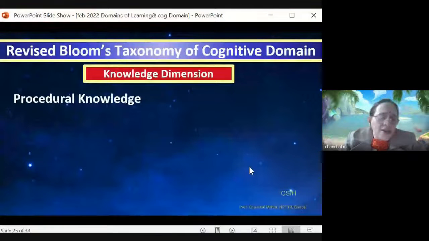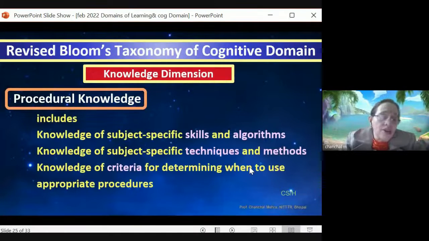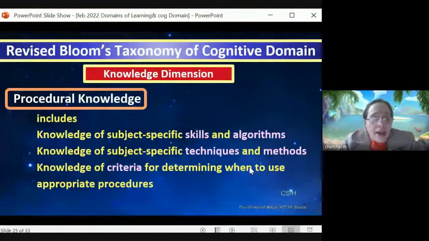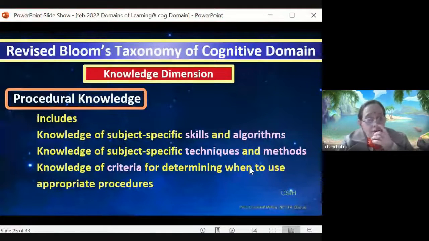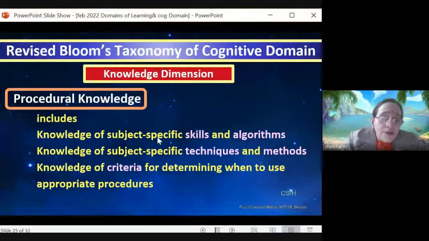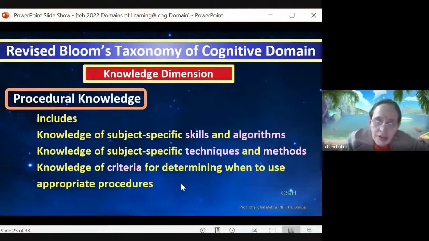Now, all the engineering programs which have practicals within them, there is certain procedural knowledge which needs to be taught to the students, and this knowledge includes the knowledge of subject specific skills and algorithms. So certain practical skills, for example, how to operate a lathe machine, how to set up a micrometer. Likewise, all these procedures need to be taught. Knowledge of subject specific techniques and the methods that need to be used. What are the steps? At which place, which technique is to be used?